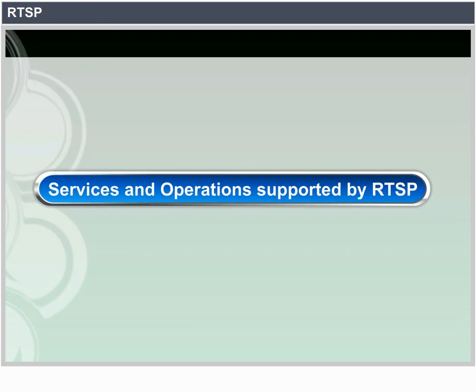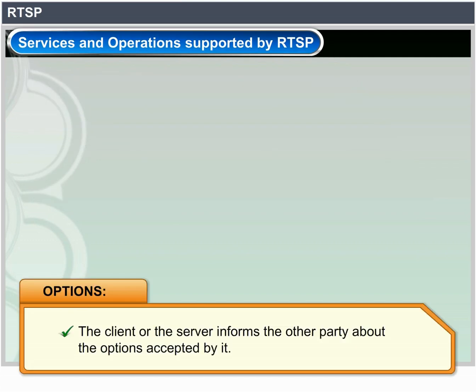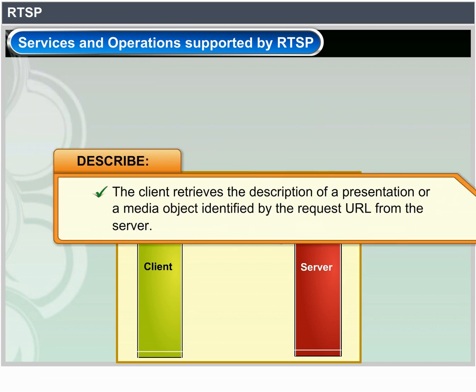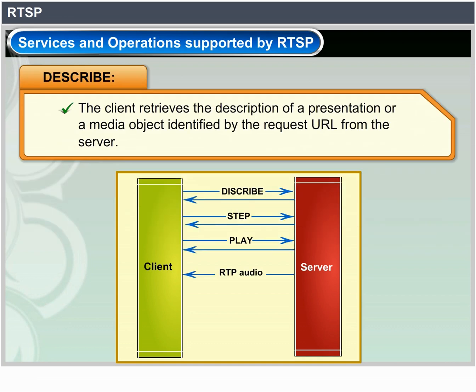Services and operations supported by RTSP. Options: the client or the server informs the other party about the options it can accept. Describe: the client retrieves the description of a presentation or a media object identified by the request URL from the server.